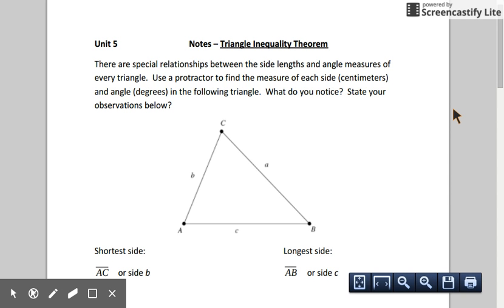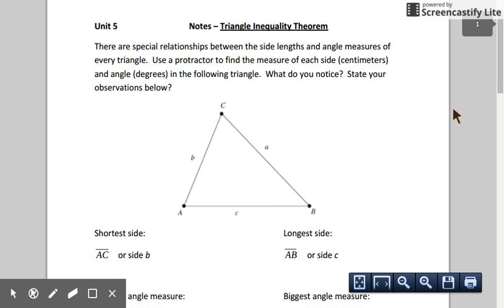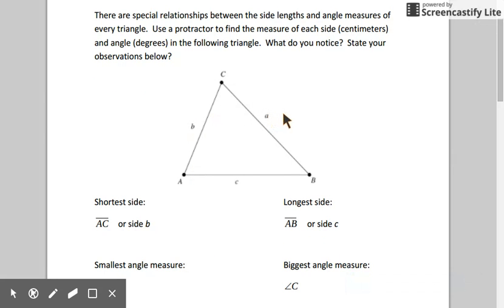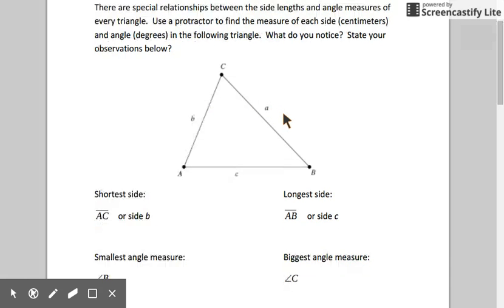In this video, I'm going to be explaining the relationship between angle measurements and their opposite side lengths, as well as the triangle inequality theorem and what three side lengths actually form a triangle. So there are special relationships between a side length and the angle opposite from it or across from it. If we use this example, we can measure the angles and we can measure the side lengths, and then we can order them, which one's bigger, which one's smaller.